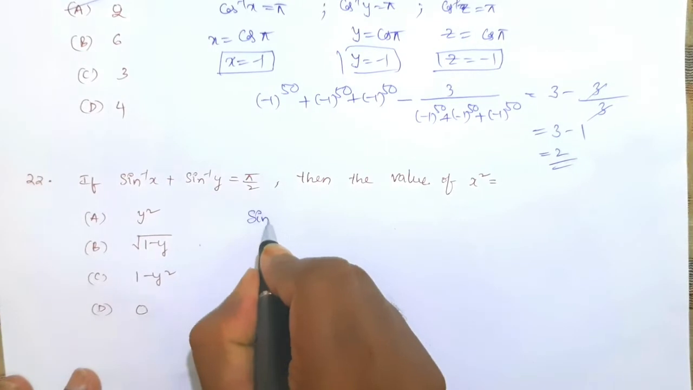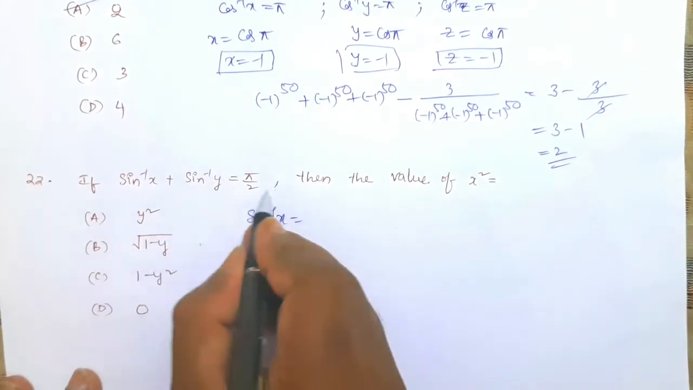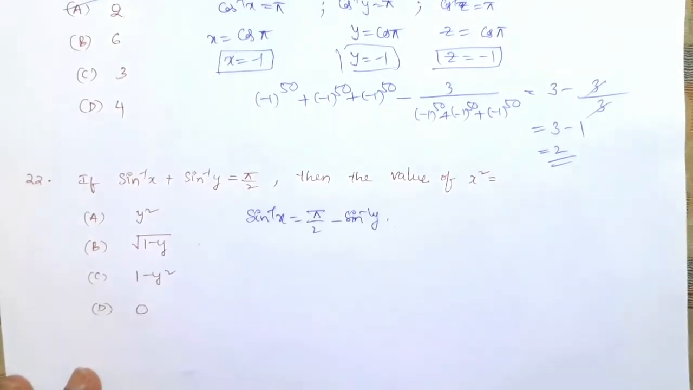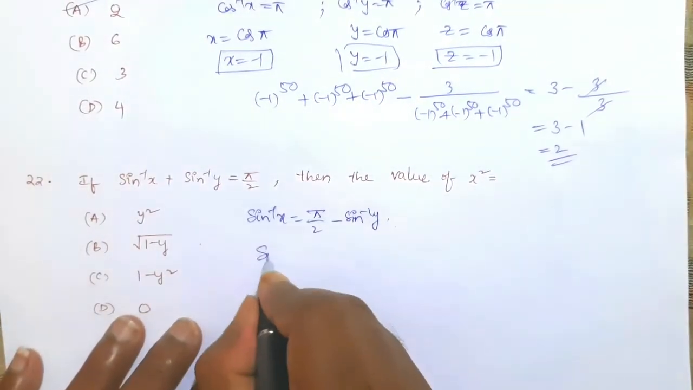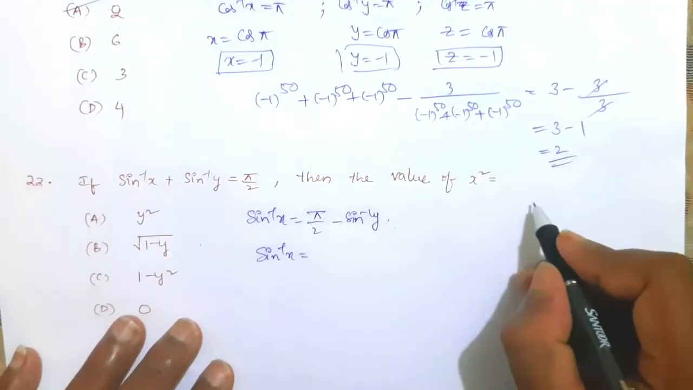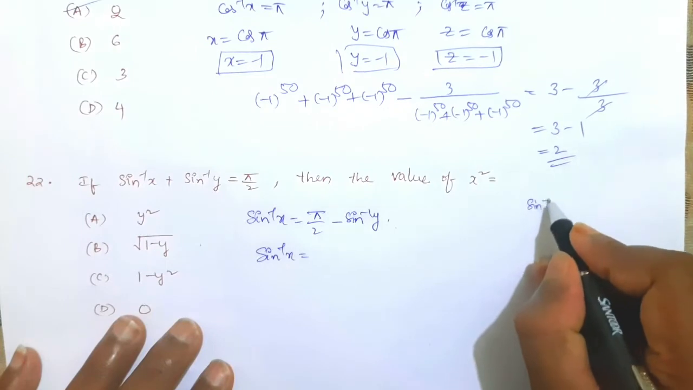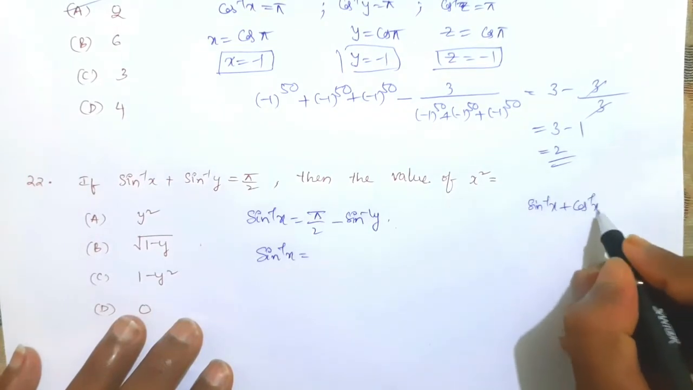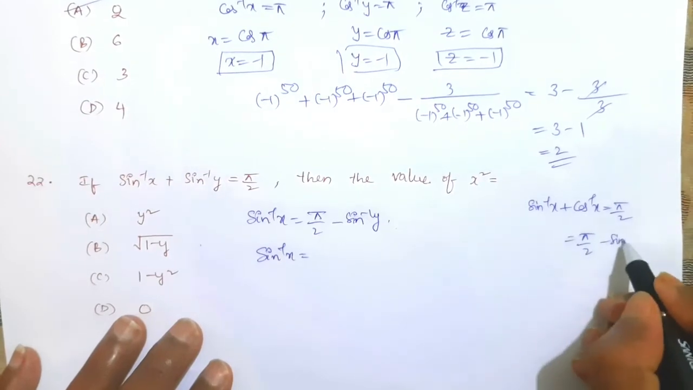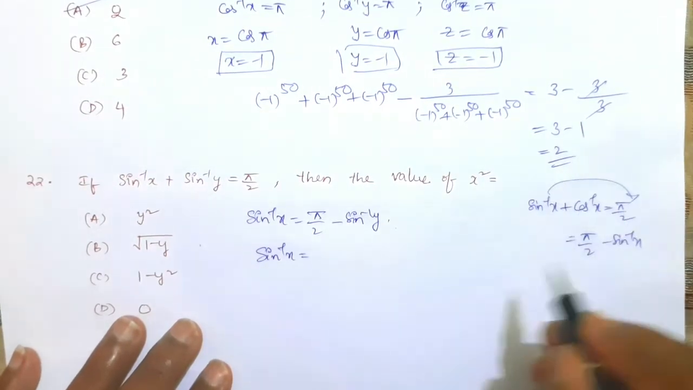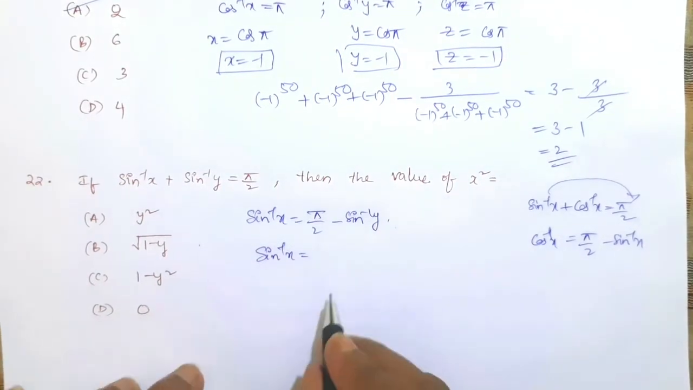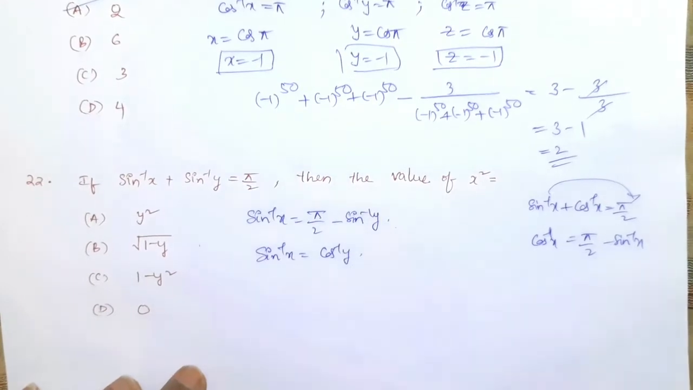So sin inverse x plus sin inverse y is equal to pi by 2. Then send sin inverse y to this side, and it will be pi by 2 minus sin inverse y, right? Then sin inverse x, according to properties, sin inverse x plus cos inverse x is equal to pi by 2, so pi by 2 minus sin inverse x becomes cos inverse x. Similarly pi by 2 minus sin inverse y becomes cos inverse y.